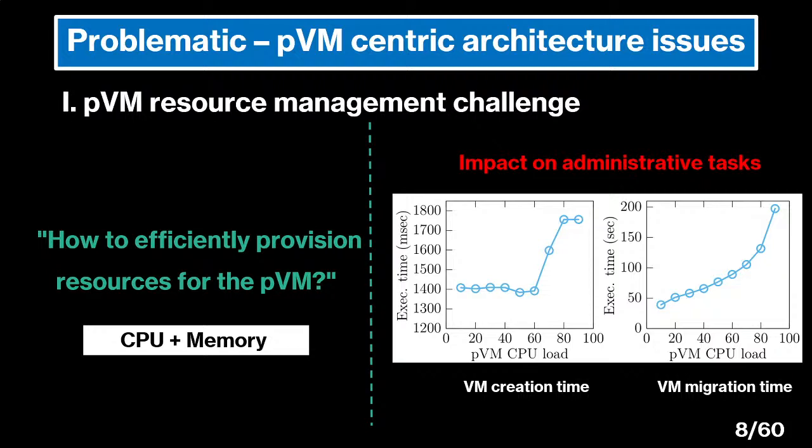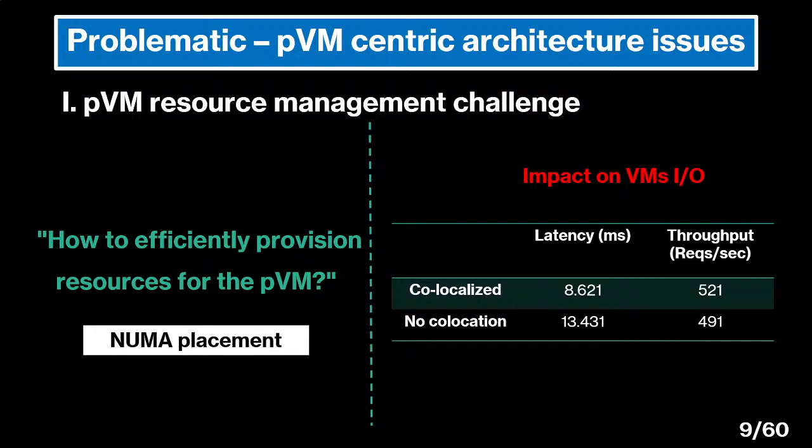The second subpart of this question is in terms of NUMA placement, because on non-uniform memory architectures, the distance between the CPU and the memory is going to affect the computing time. So aside from provisioning resources, we must also know where these resources should be placed.